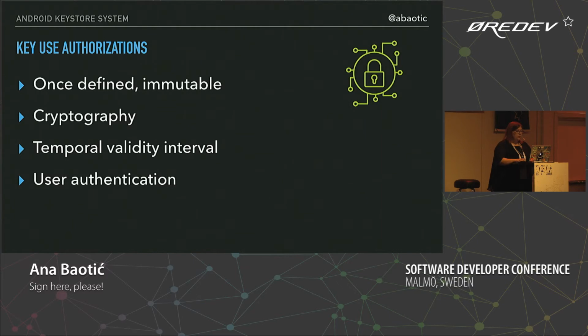So it's immutable. Obviously, cryptography, and you can define that something is valid or accessible within some kind of time period. For instance, you unlock your phone and you are able to retrieve something for the next 10 or 15 seconds or something like that. It gives you options to work with data. And of course, user authentication, which is very, very useful.